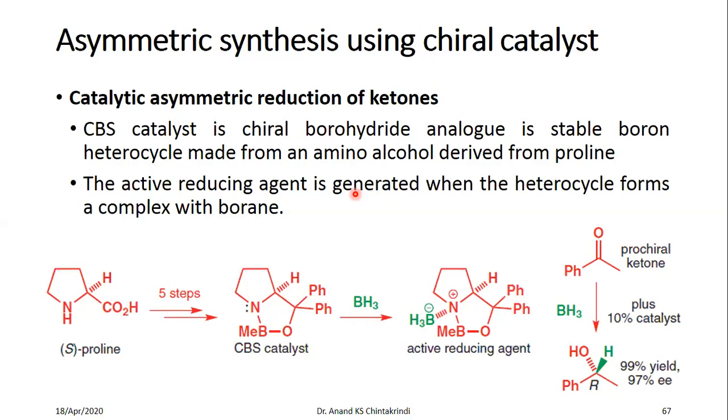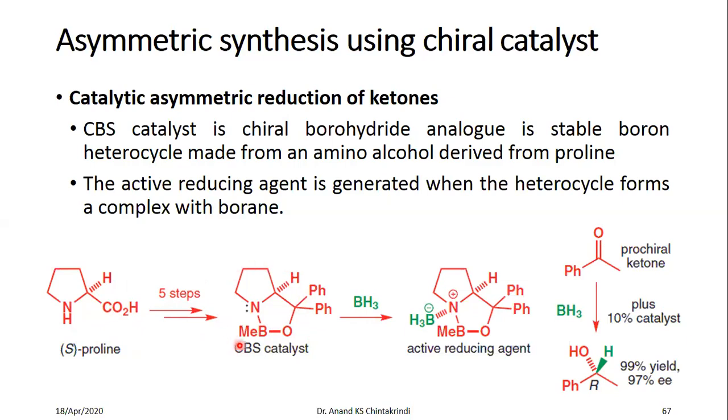Now, this is a chiral borohydride analog, and it is a stable boron heterocycle. Generally, you have heterocycles of oxygen, nitrogen, and sulfur, but this is a heterocycle wherein one of the heteroatoms is boron, and it is derived from S-proline. There are many steps involved. You can refer to Clayden for further details on how this S-proline is converted to the CBS catalyst.